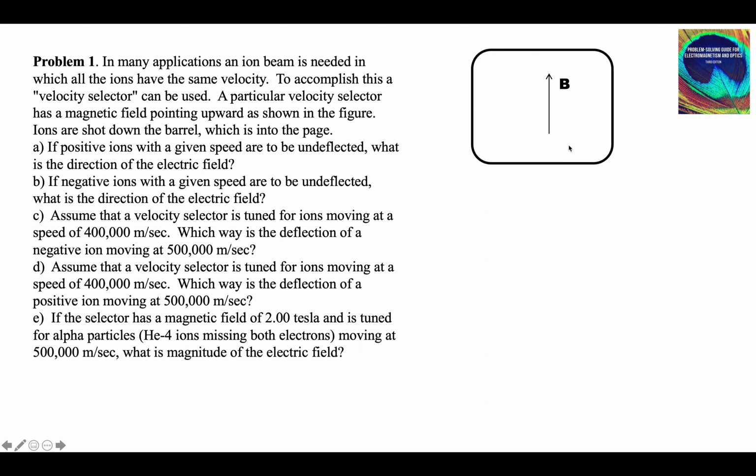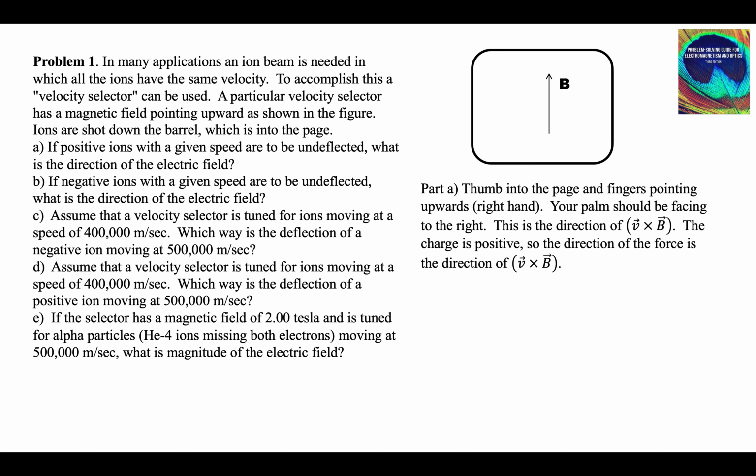We are looking down the barrel of the gun. The ions are shot into the page, and this one has a magnetic field that's upward. Part A asks, if positive ions with a given speed are to be undeflected, what is the direction of the electric field?